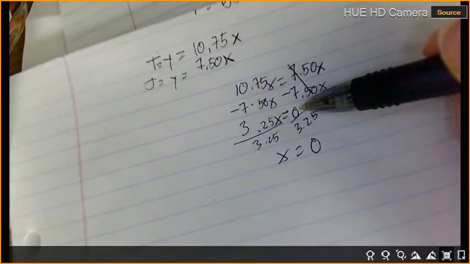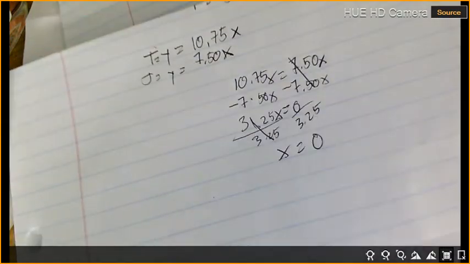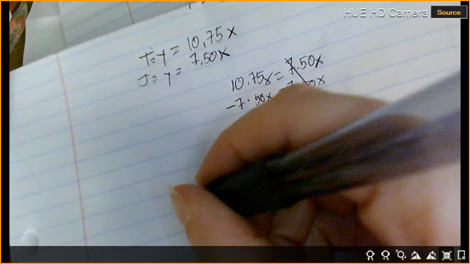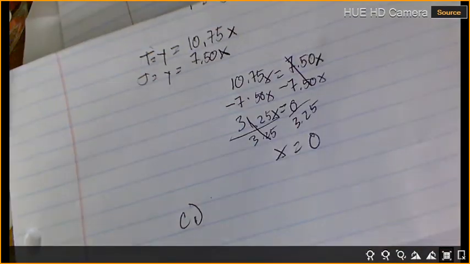3.25x equals 0. You divide both sides by 3.25, and you get x equals 0. Okay, I didn't finish this one, so you've got to help me with this part, guys. This is part C.